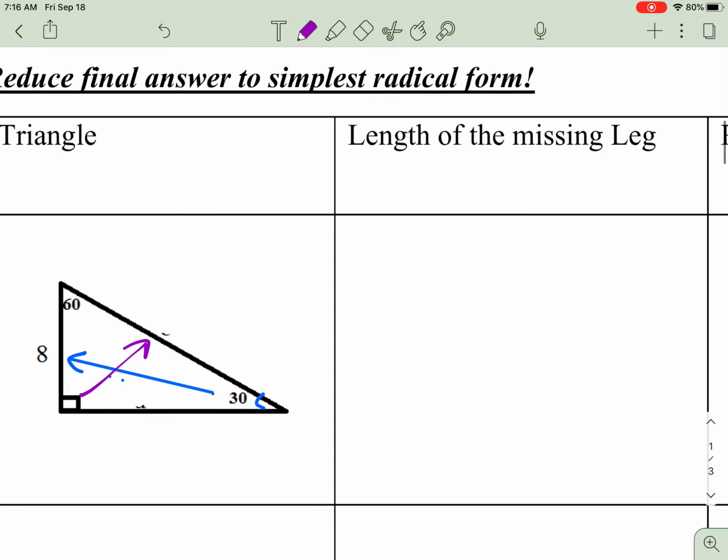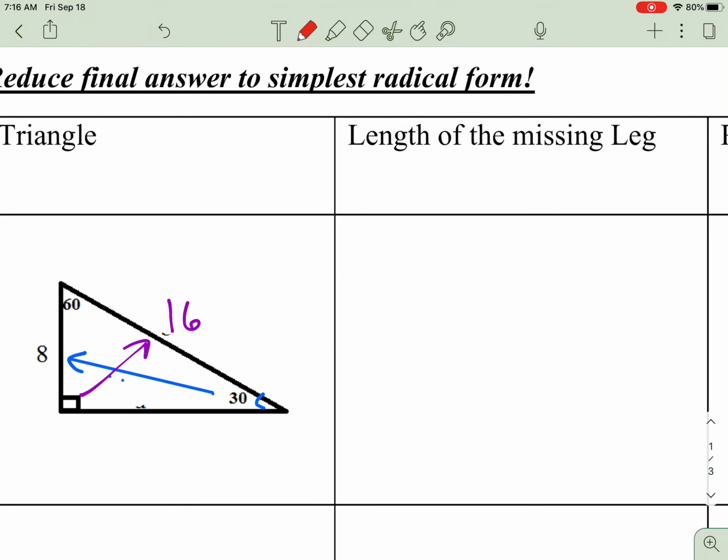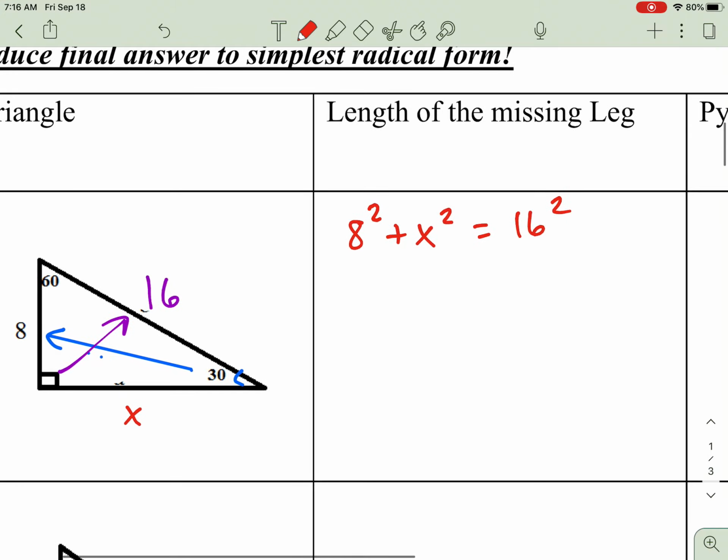So the length of the missing leg, we don't know yet, but we'll figure that out. We can just use Pythag because it is a right triangle. So a squared is 8 squared. We don't know what x is. And this is 16 squared. So 8 squared is 64. x squared, 16 times 16 is 256. Subtract 64.